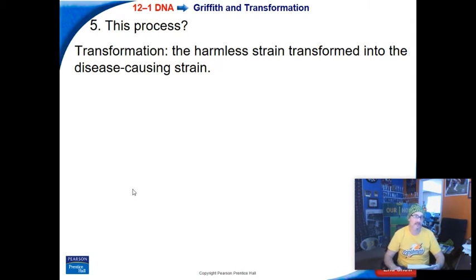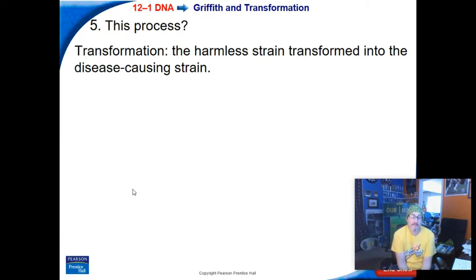He called this process transformation. That's when the harmless strain transformed into the disease-causing strain when they were mixed. And again, that's all he knew. He just knew that transformation took place. He did not know how it took place.